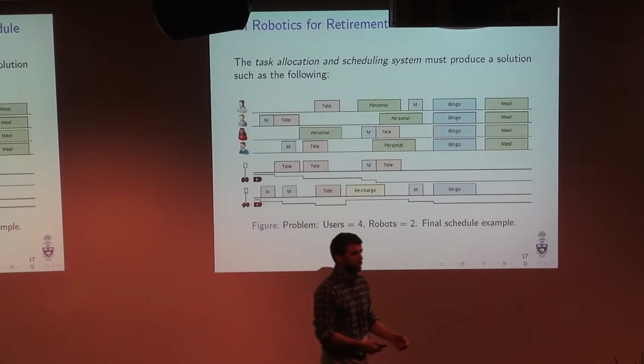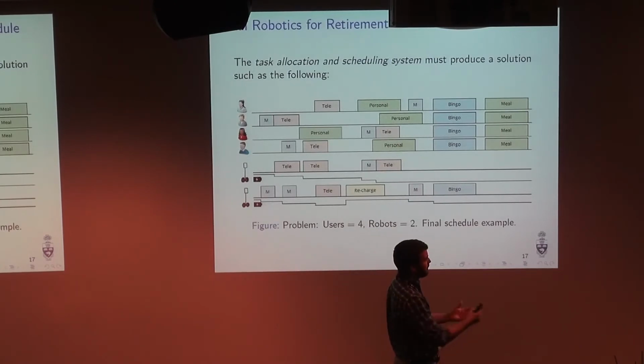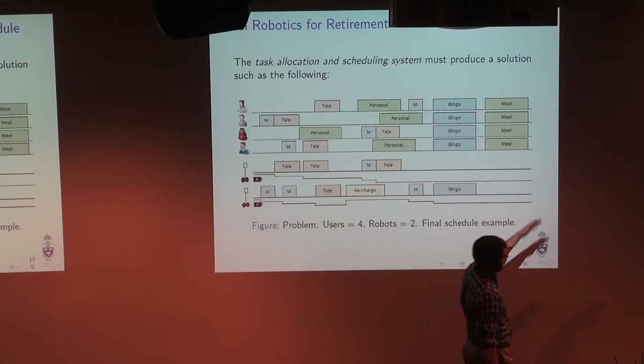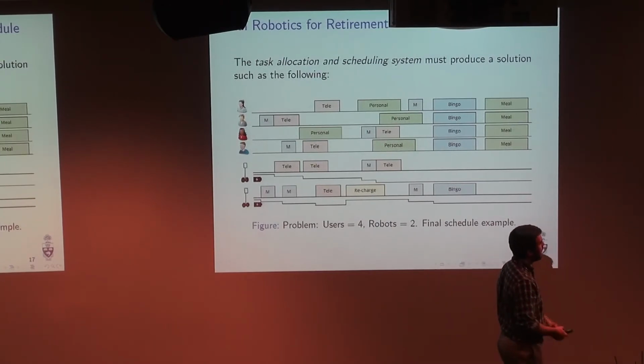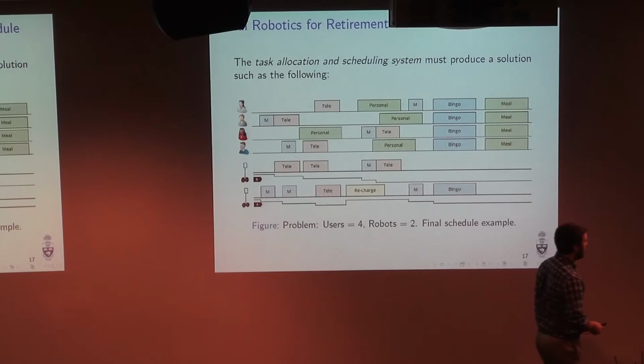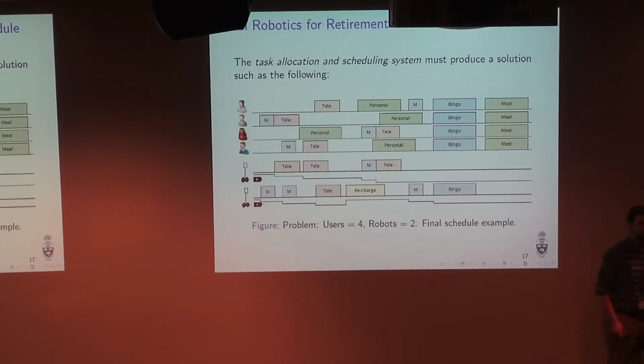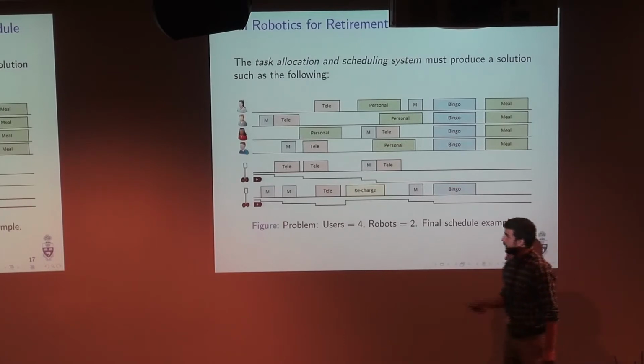All right, so this is what a good schedule looks like. And this is actually a schedule that CP generated. So we can see that the day is all of a sudden looking a lot more exciting. The users have pretty packed schedules, and so do the robots. And we can see down here that we also track the change in robot energy levels over time.